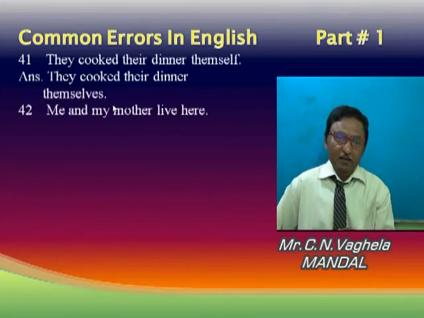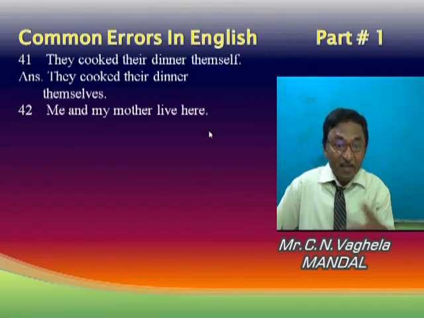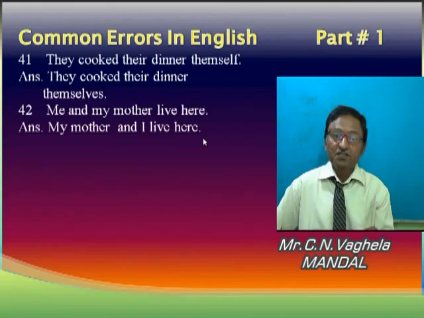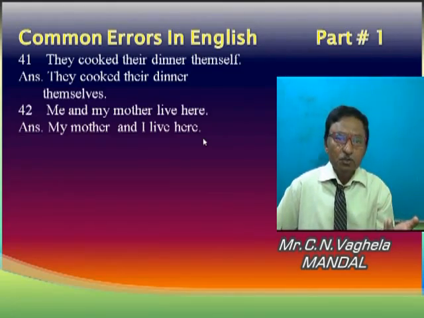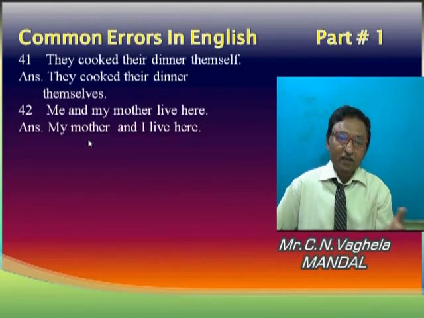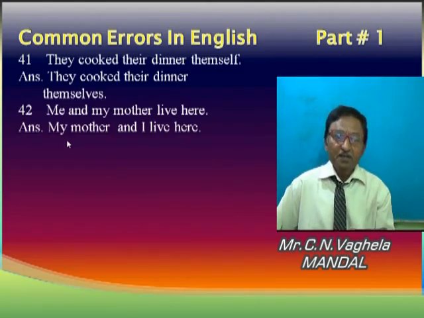Me and I, me and my mother live here. That is wrong. My mother and I live here. That is correct. Generally, we use third person singular before first person. So my mother, it is third person singular. Then I. That means from third party to our own self. My mother and I live here.